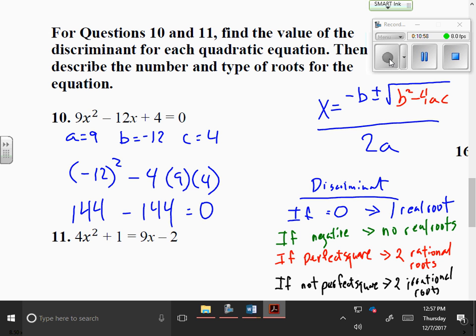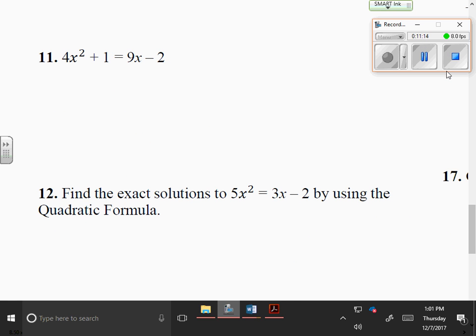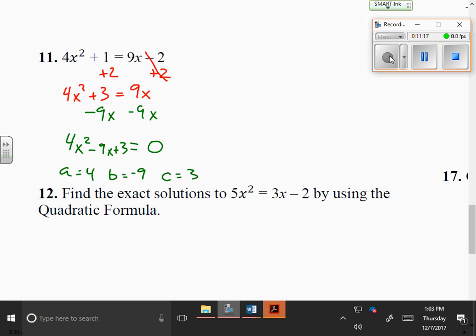So, back to this problem. We already decided that it's going to have 1 real root. The discriminant is 0. Then, b squared minus 4ac. And what do you get? This comes out to 33.